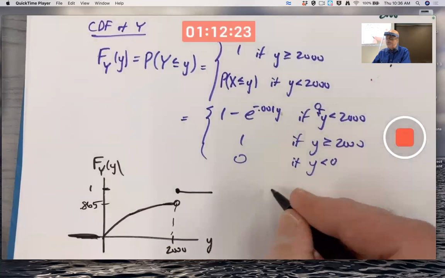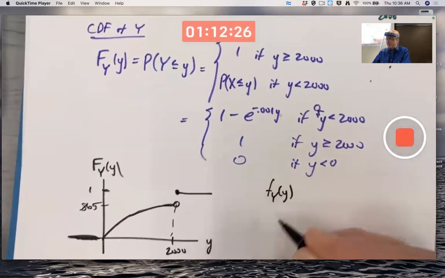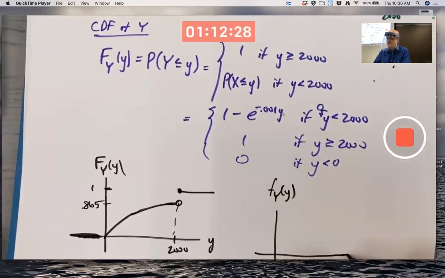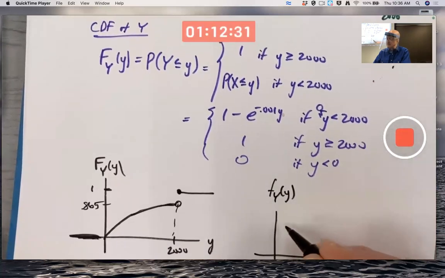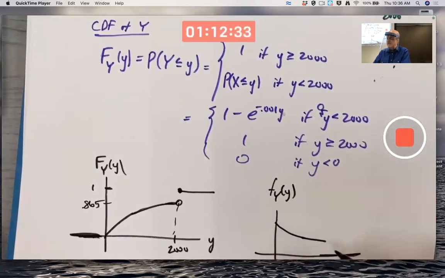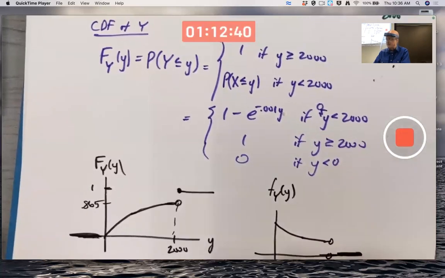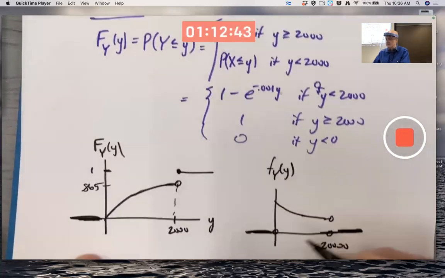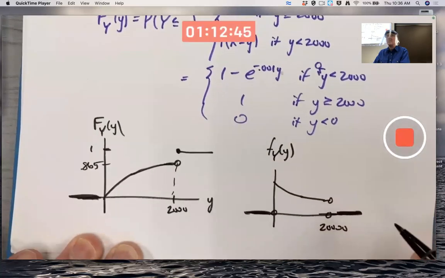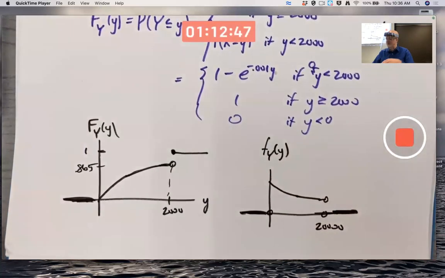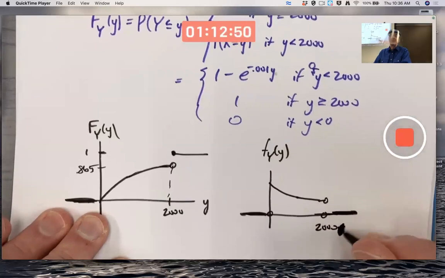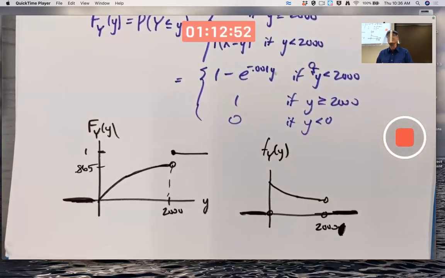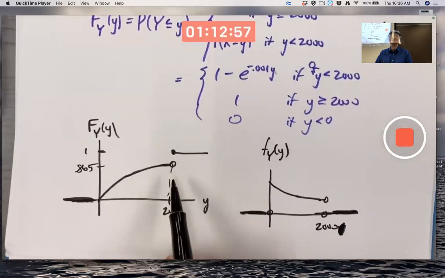The PDF is going to look like an exponential decay, except then jump down to 0 when you get to 2,000. Technically 0 over here as well. What is its value at 2,000? Not 20,000. What is its value at 2,000? Well, technically speaking, you should really say it's undefined, right? This is not differentiable at 2,000.